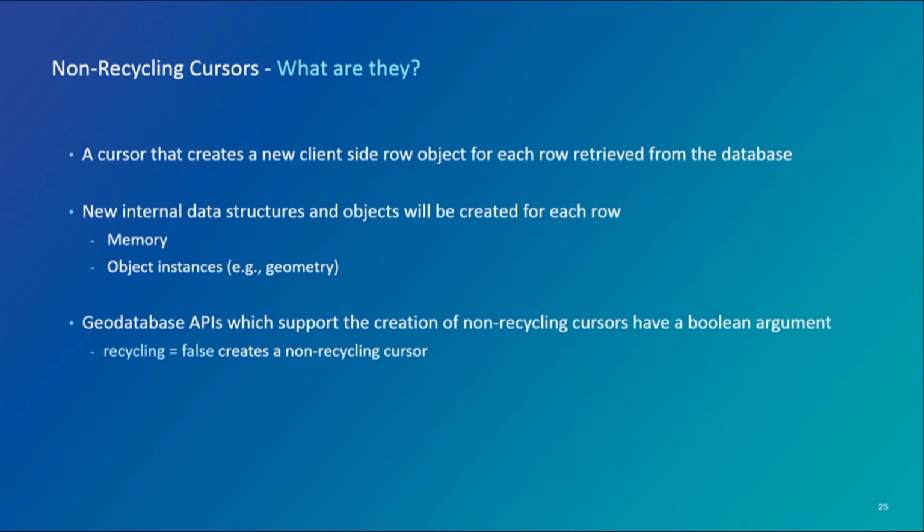So what's the opposite of recycling cursors? Non-recycling cursors. These basically use a new piece of memory for every row that's returned. Right? It's the opposite of recycling. You would get a non-recycling cursor by passing false to the property.